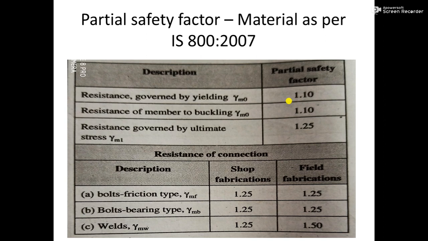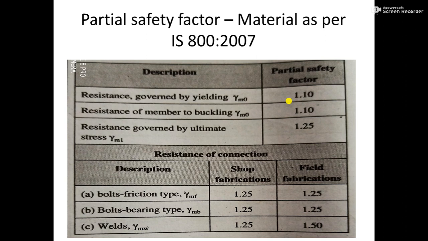The partial safety factor for material as per IS 800 is given as below. For resistance governed by yielding, the partial safety factor gamma m0 is 1.1. For resistance of member to buckling, gamma m0 is also 1.1. That is, resistance governed by yielding or by buckling is considered the same, 1.1, while resistance governed by ultimate stress, which is the final stress, gamma m1, is taken as 1.25.